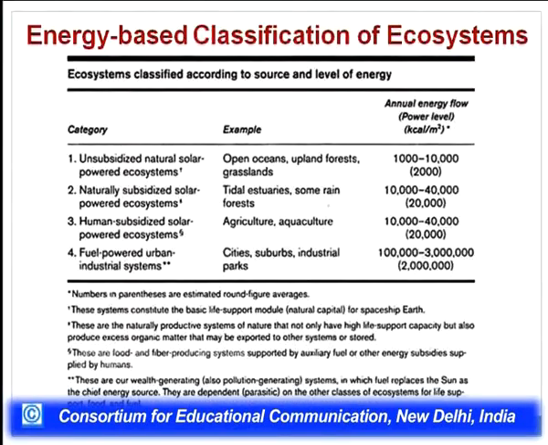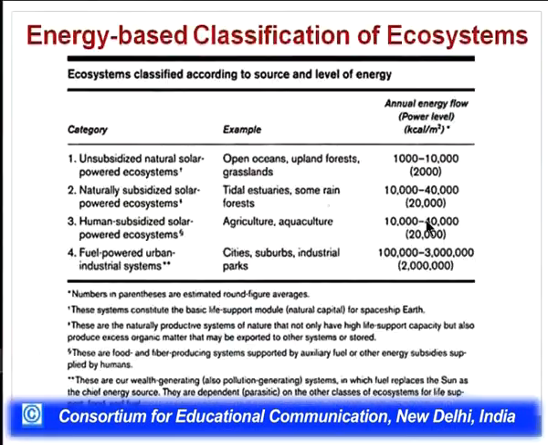Then comes the fourth category of the energy based classification of ecosystem, which is the fuel powered urban industrial systems. So humans again have intervened here, and they utilize the fuel energy. These are wealth generating, although also pollution generating systems, in which fuel replaces the sun as the chief energy source. So these are not solar powered, it does not just supplement but kind of replaces the solar power, and primarily the energy sources are the fuels, the fossil fuels.